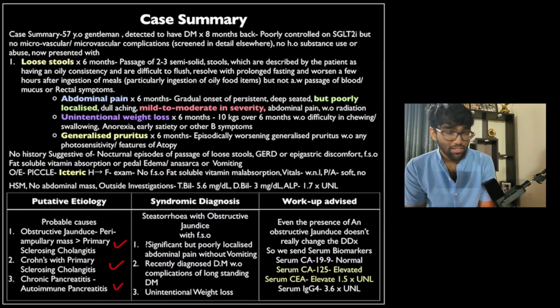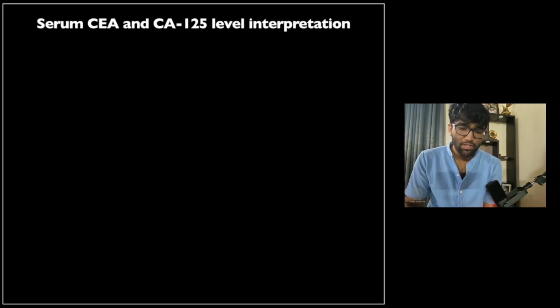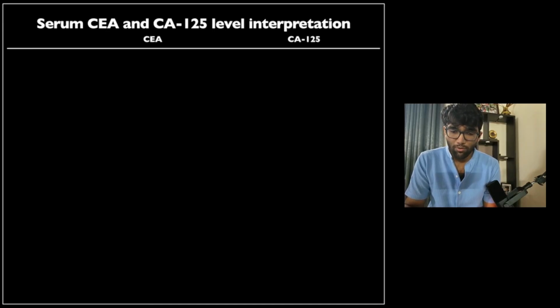Importantly, IgG4 levels are elevated 3.6 times the upper normal limit. The thing with this is that, as we've discussed in our approach to the clinical presentation and pathophysiology of autoimmune pancreatitis, elevation more than 5 times is what we consider significant, and less than 2 times would be insignificant. So 3.6 puts us in the borderline area. It could be explained by the other two differentials as well. Okay, so serum carcinoembryonic antigen and carbohydrate antigen 125 levels need to be interpreted. So before we go ahead, we'll just talk about that.